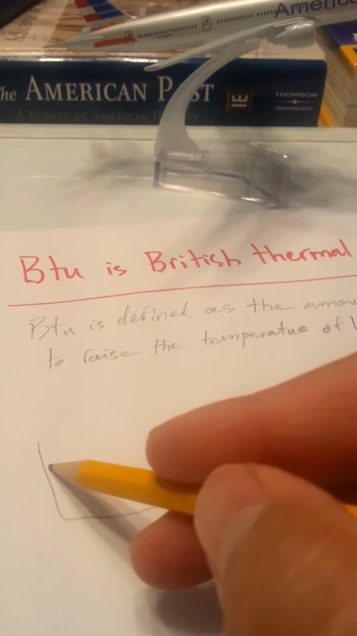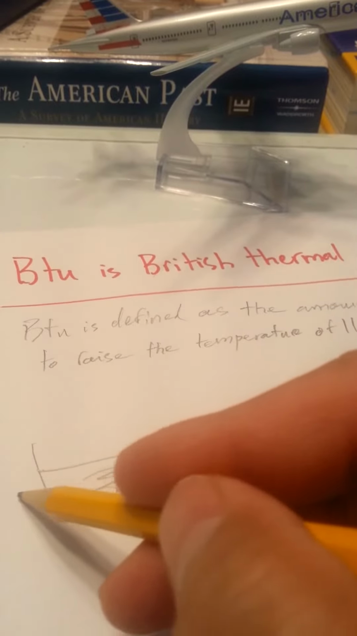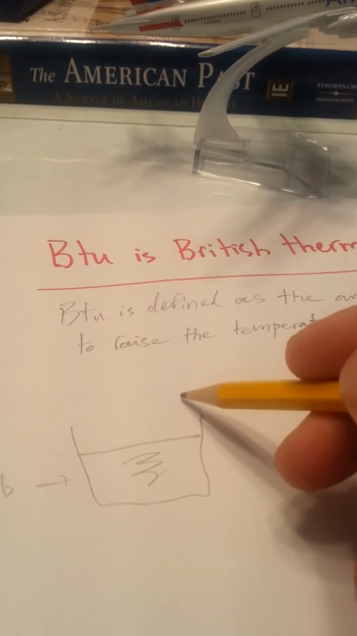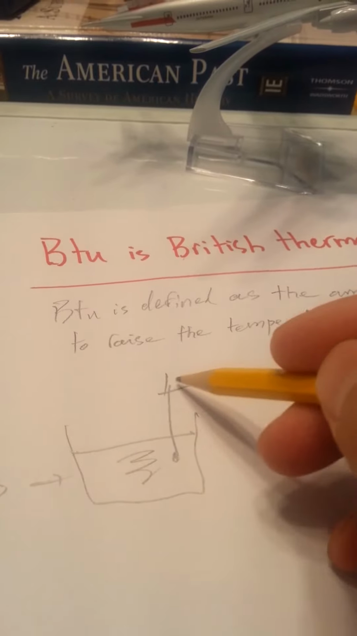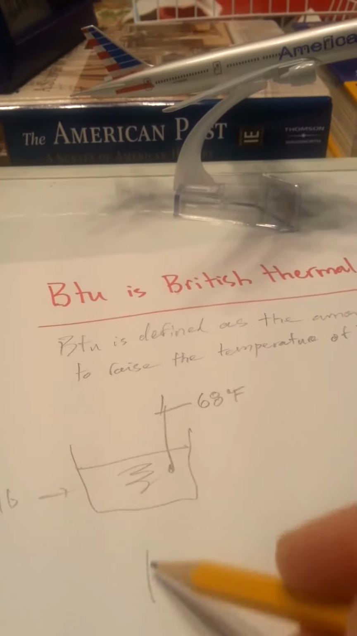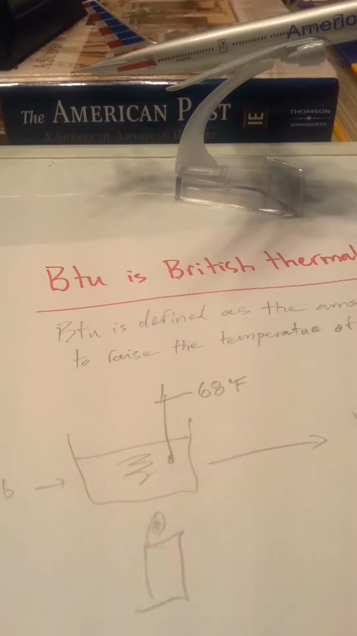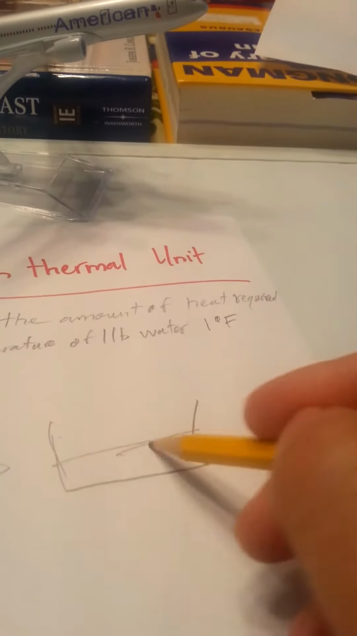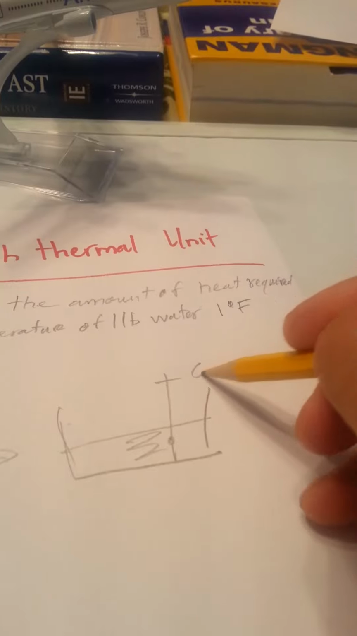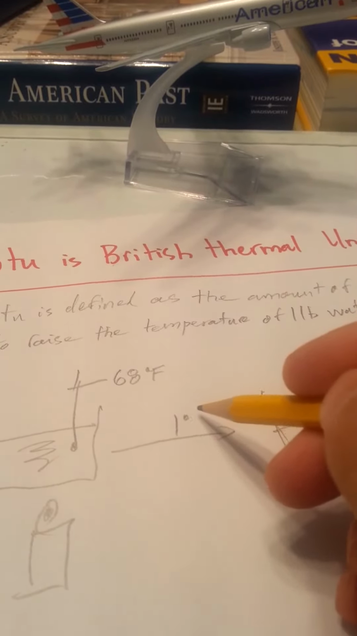pan to put 1 pound of water, and we put the thermometer, we measure about, for example, 68 degrees Fahrenheit, and we put the flame to start burning, and when we burn 1 pound of water, and the thermometer reaches 69 degrees, that means we raise 1 degree Fahrenheit.